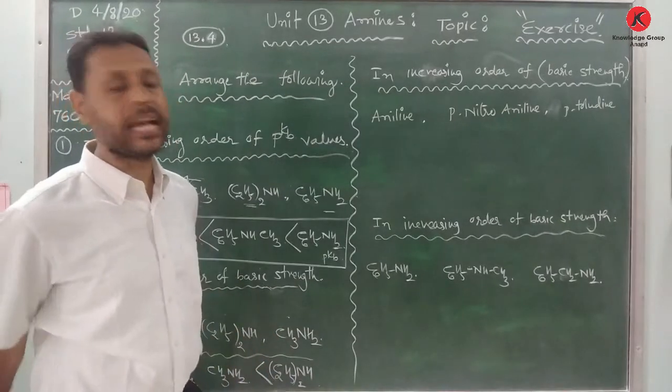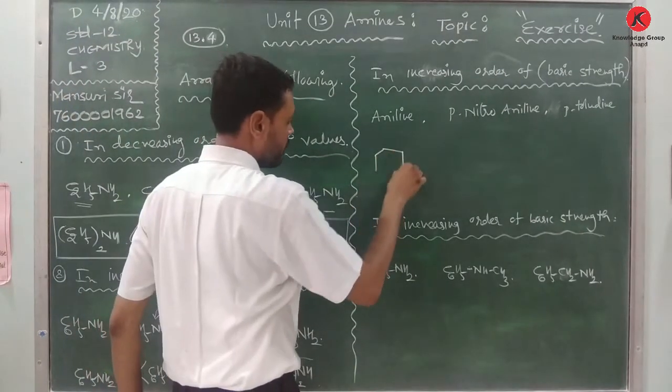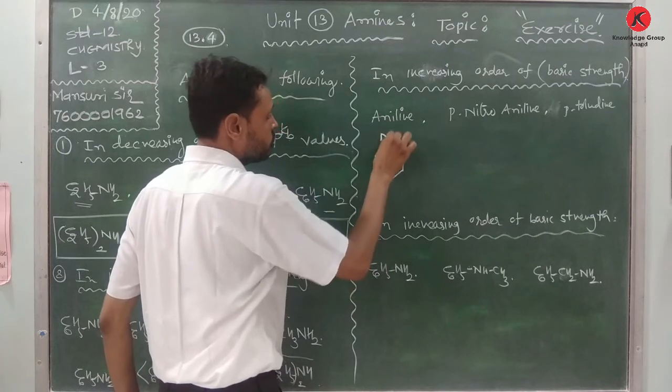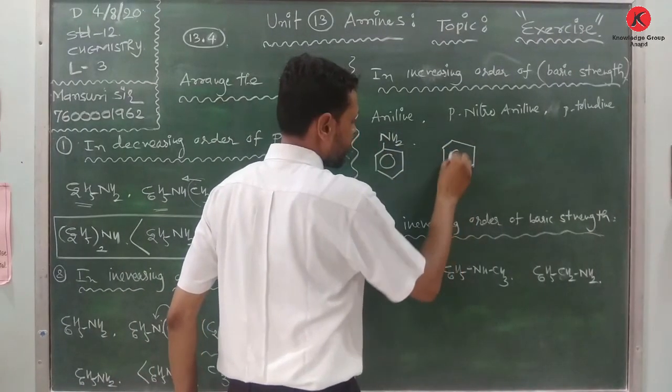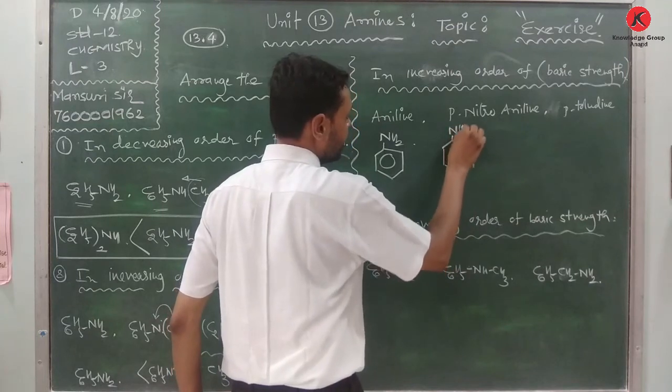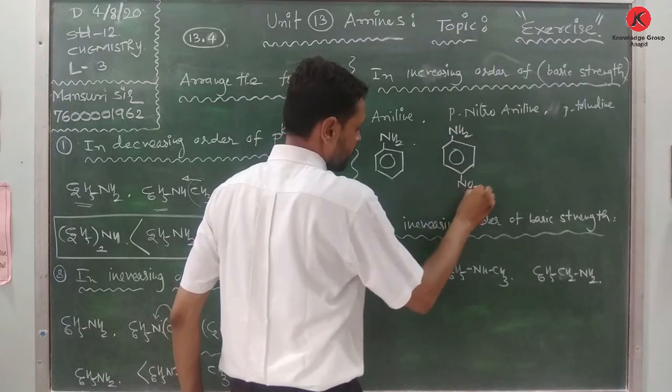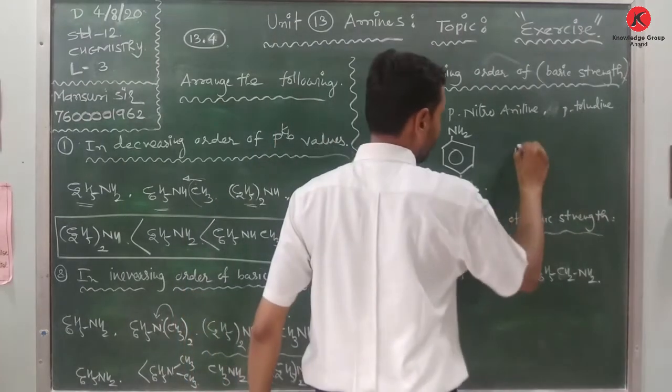As you know very well, aniline contains a ring with NH2 upside, para-nitroaniline like this, para-nitroaniline, right, and para-toluidine.